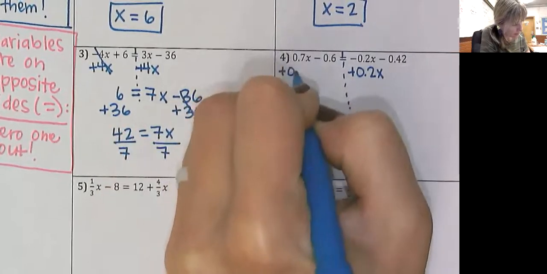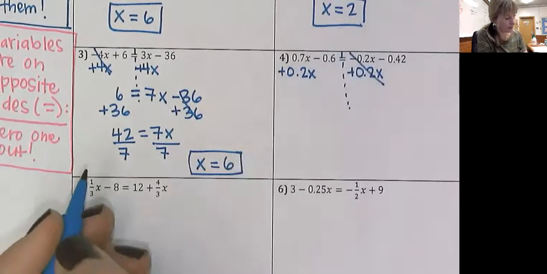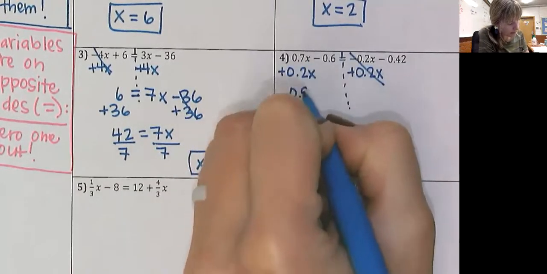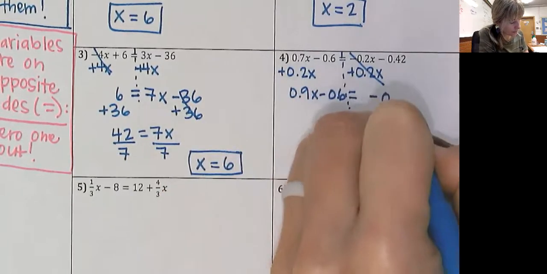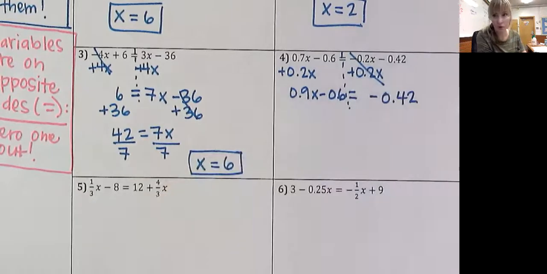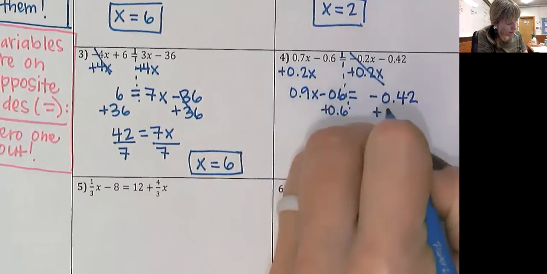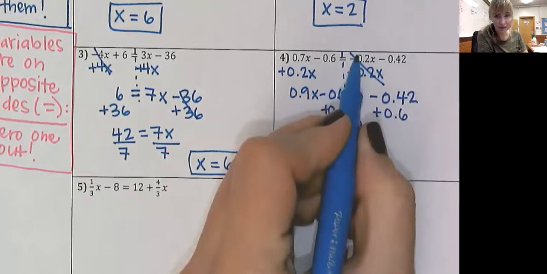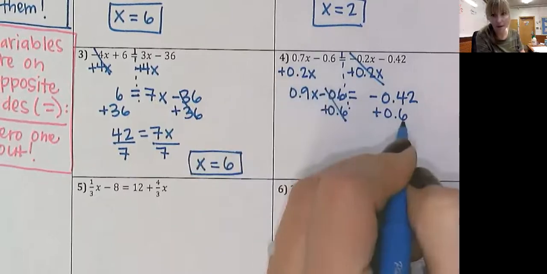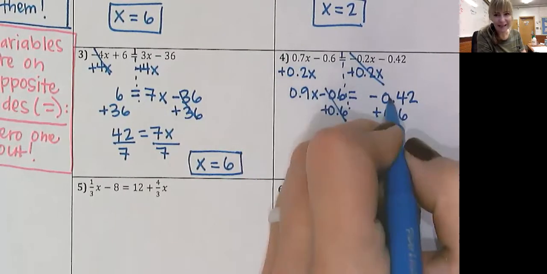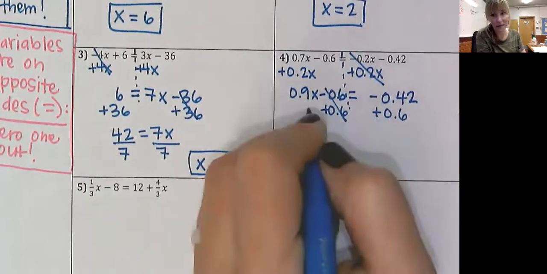Then I'm going to come over here and write plus 2.2x. I zeroed out the variable over here. Now I have 0.9x minus 0.6 equals, don't forget to bring that negative 0.42 with it. Now I'm going to zero out the number. I'm going to say that one more time. Up here, I zeroed out one of the variables. Now I'm zeroing out one of the numbers. It wouldn't make any sense to zero out the 0.42 because it's already on the other side. We're trying to isolate the variable still.